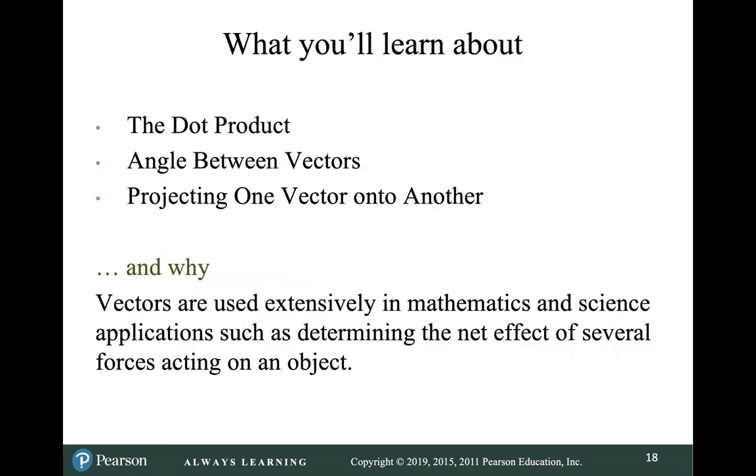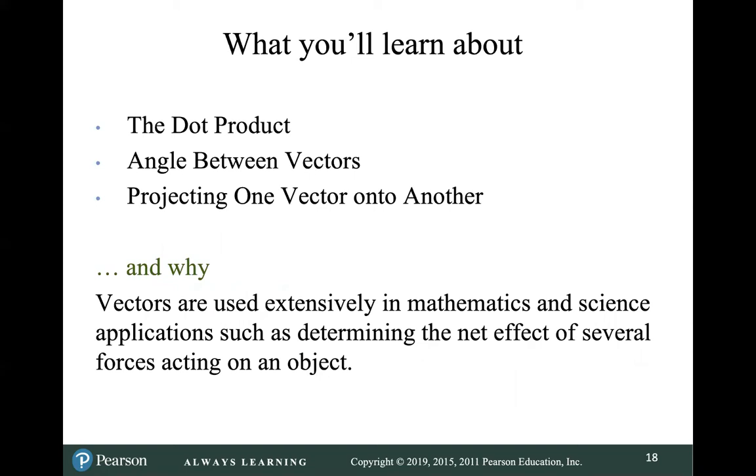We're specifically going to look at the dot product, which is a new type of multiplication where we can now multiply two vectors. Remember, before we could only multiply a vector by a number. That was called scalar multiplication. And then we're also going to look at using the dot product to find the angle between two vectors.